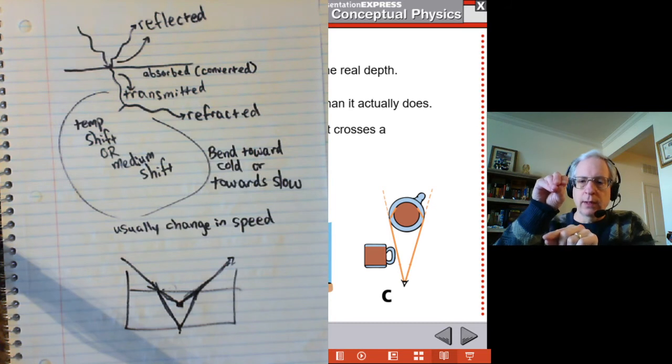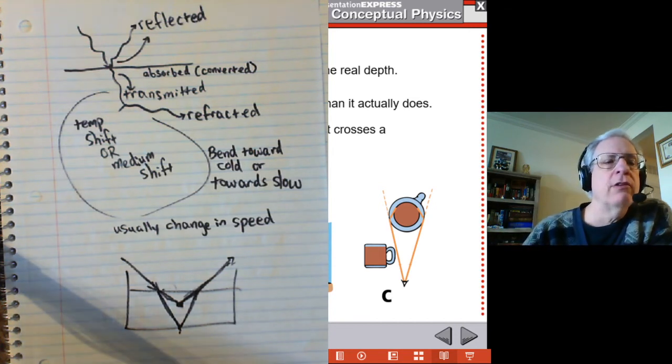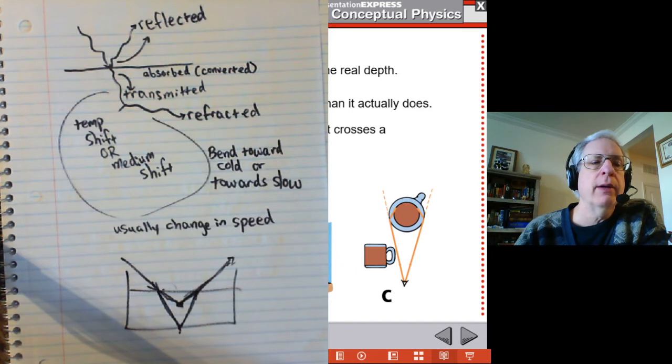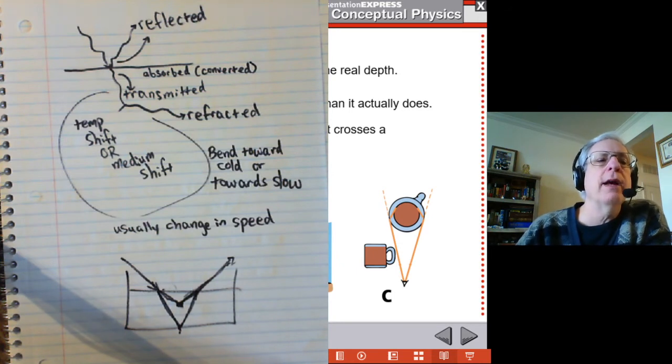Where you see it is not as deep, and so your brain says that it's like here, and in reality it's down lower. So you need to aim down below where the actual image is if you ever go spearfishing or something. And we call that apparent depth versus real depth.